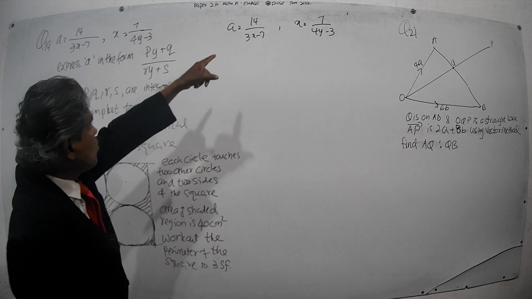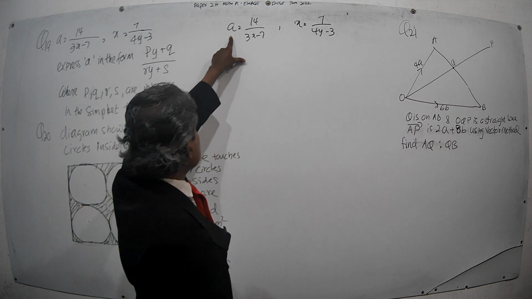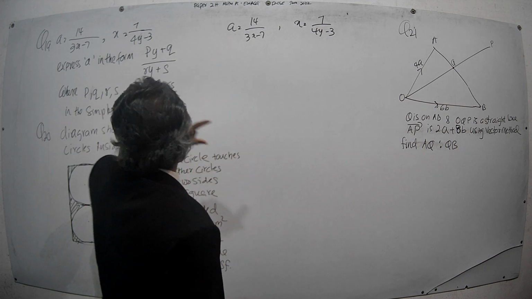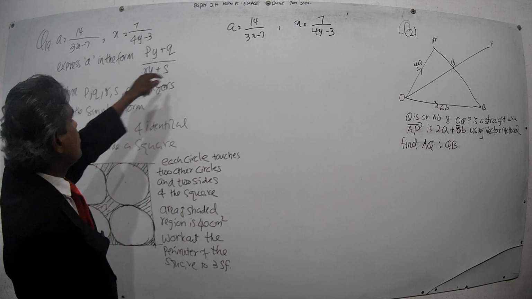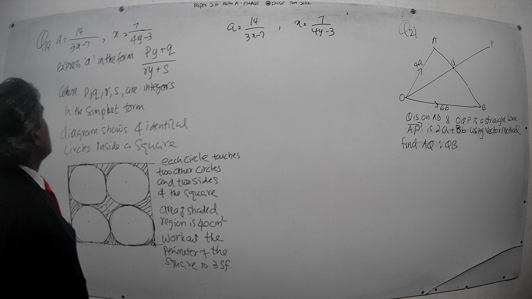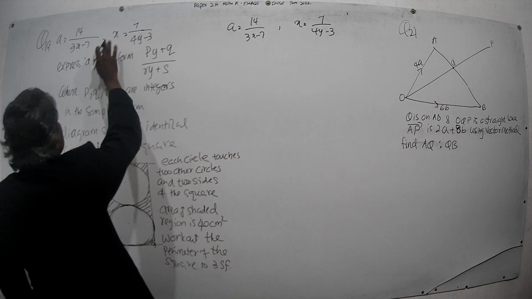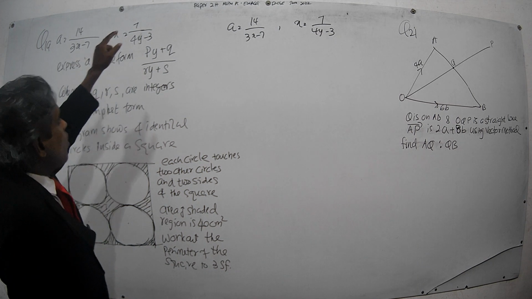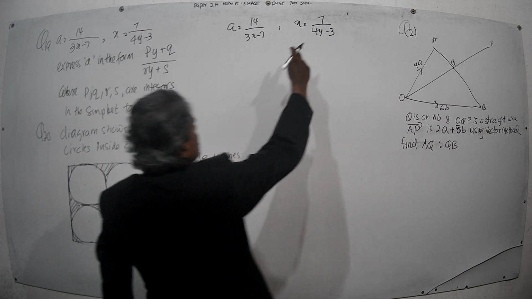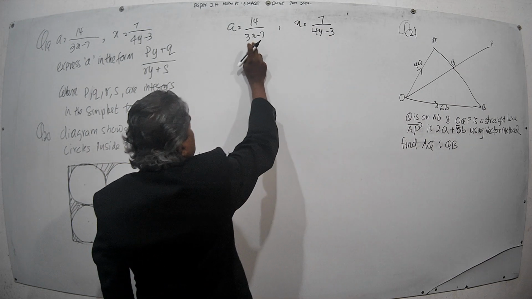Now a is asked to be expressed in this form. In this form y is there, but there is no x here. Therefore, we will substitute this expression for x, for this x, and see what we can do.